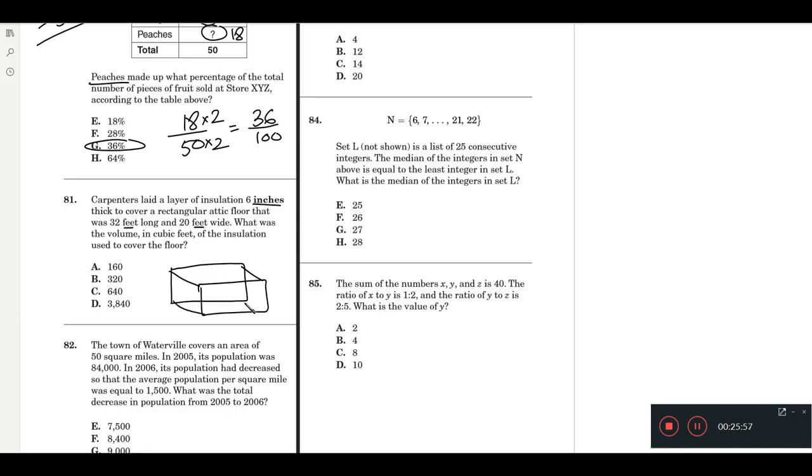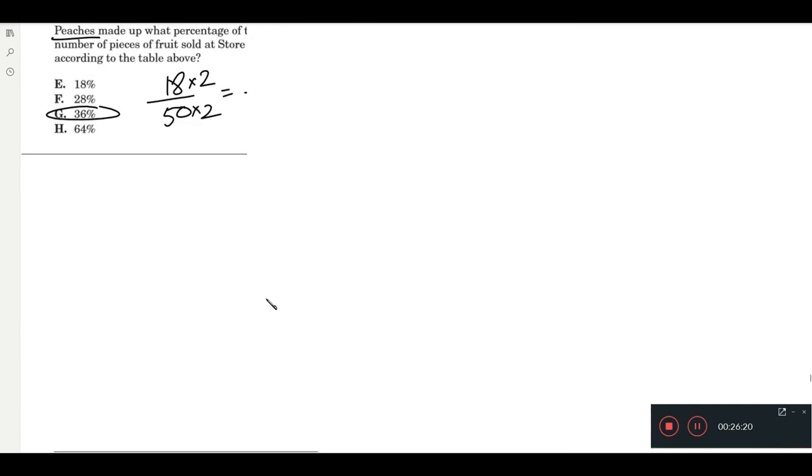It's a rectangular prism, because it has a length, width, and a height, so it's three-dimensional. Here is its insulation thickness. Thickness means height. Remember this. Thickness is the height, or the depth is also height. So it's 6 inches thick. We can turn 6 inches into feet: 6 over 12, which is half a foot.